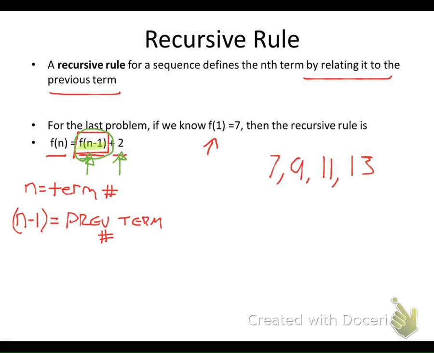And you can see that over here. If I take my previous term and add 2 to it, it gives me my next term. And then I move here. If I take my previous term and add 2 to it, it gives me my next term. So a recursive rule is good for finding the next term when you already know a term.